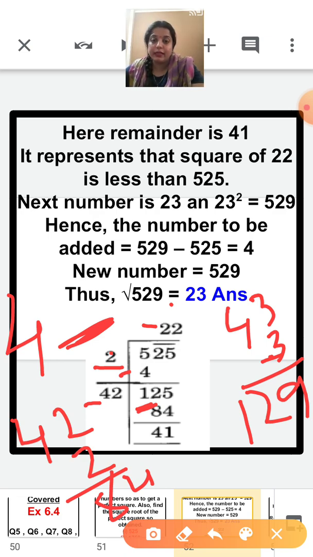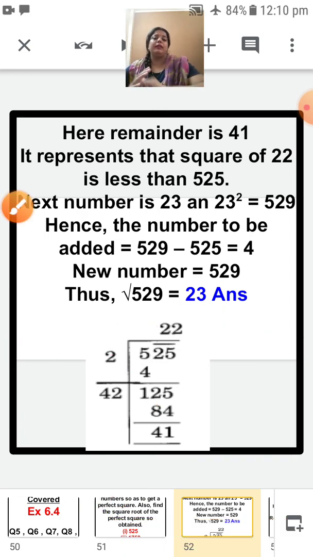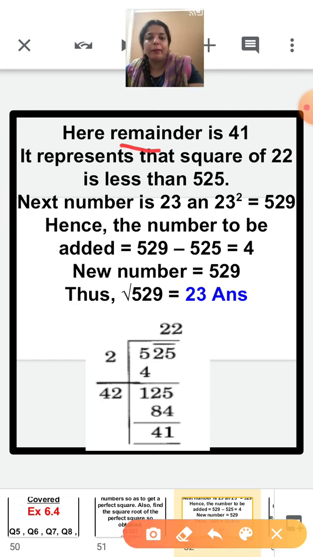125 minus 84 is 41. See, this is clear now. 525 is not a perfect square. So what do we need to add so that 525 becomes a perfect square? You are getting a remainder of 41. It means 22 is not that number which we want.